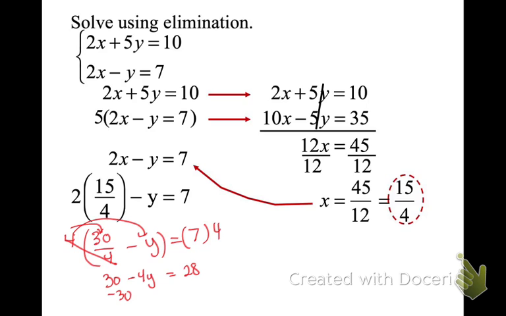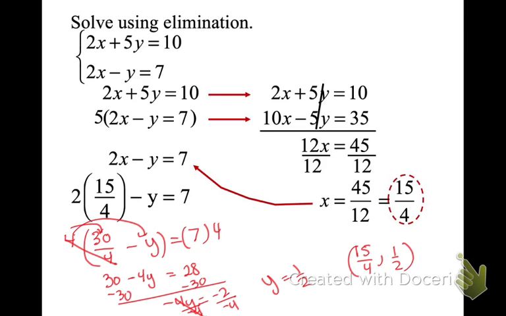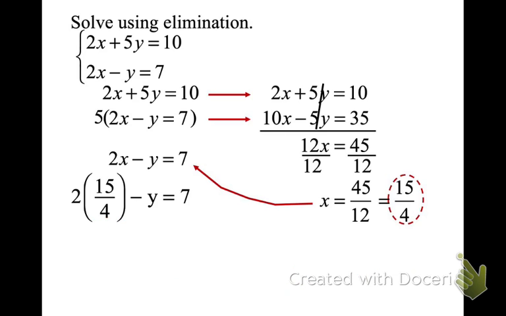Subtract 30. Negative 4y equals negative 2, divide by negative 4, divide by negative 4, and y equals 1 over 2. So it's 15 over 4, comma, 1 over 2. Show me you can work in fractions. Okay? Let's see what we got.